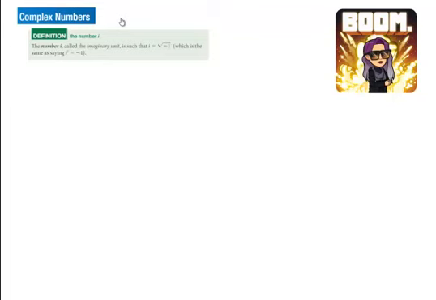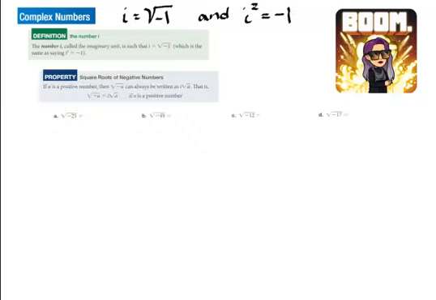And we are going to define this new set of numbers by stating from the very beginning that i equals the square root of -1. And then we also will say, and i squared equals -1. All right, so we're going to do a bunch of new things with these two facts. We're going to say this is what i is. So let's look at what else we can do.